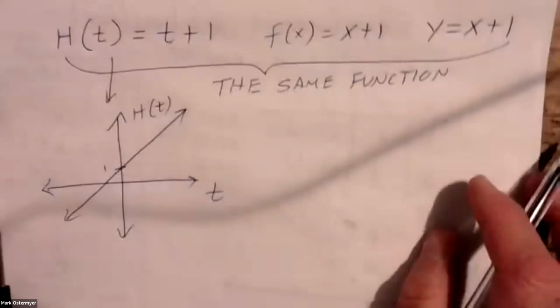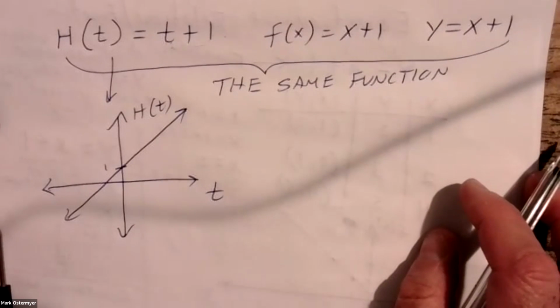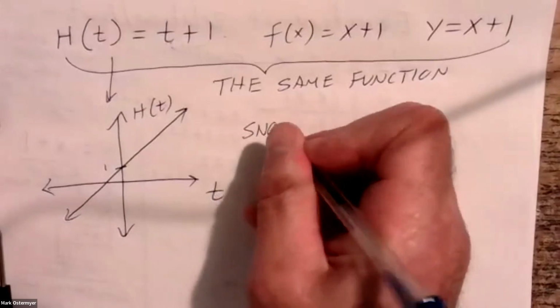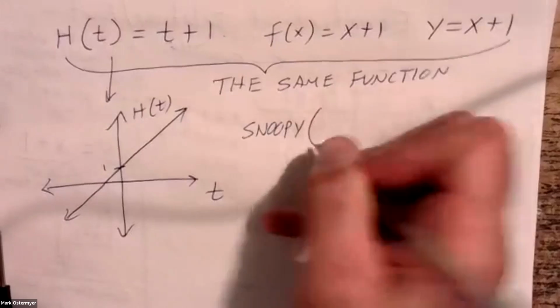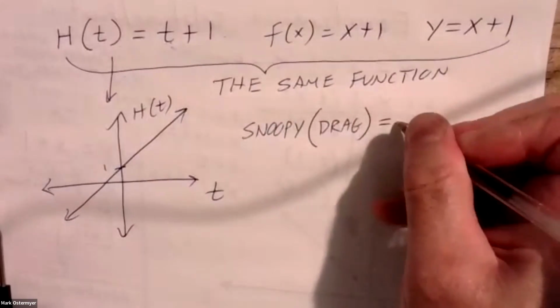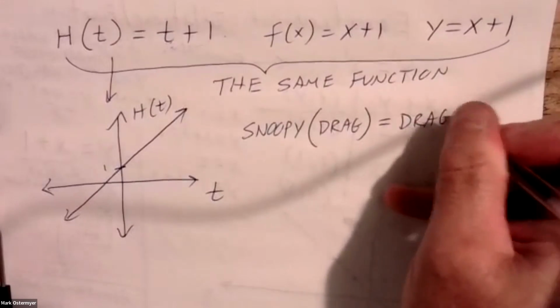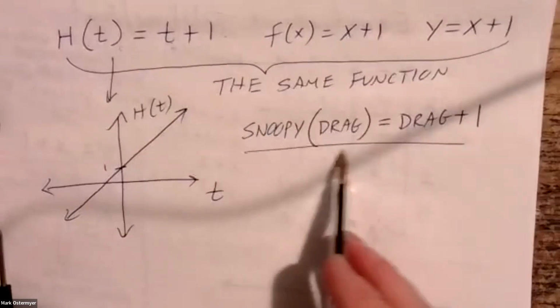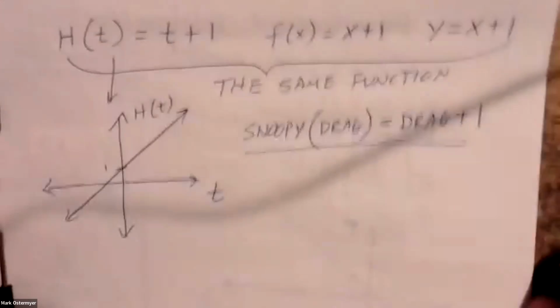Imagination is the limit here. You can get downright silly or imaginative here. I could call my output variable Snoopy of drag, which is really going to be equal to drag plus 1. Got a question for you, ladies and gentlemen. Is this function the same as all these above here? Yes or no? Same function?